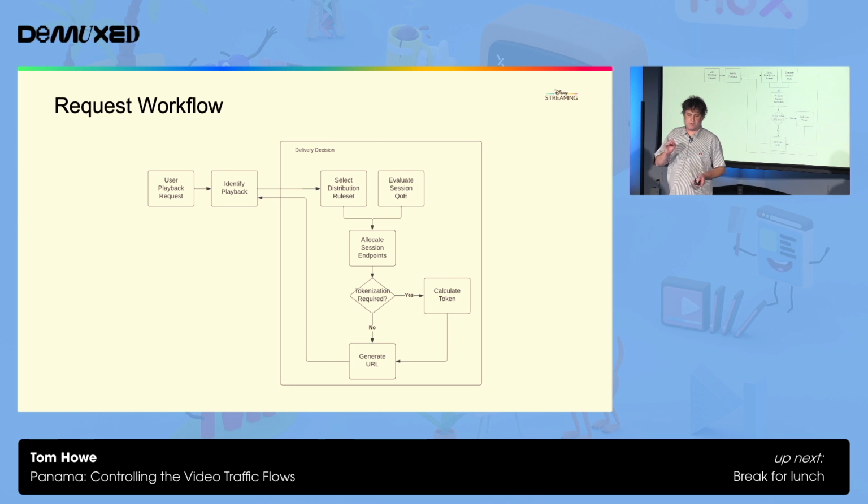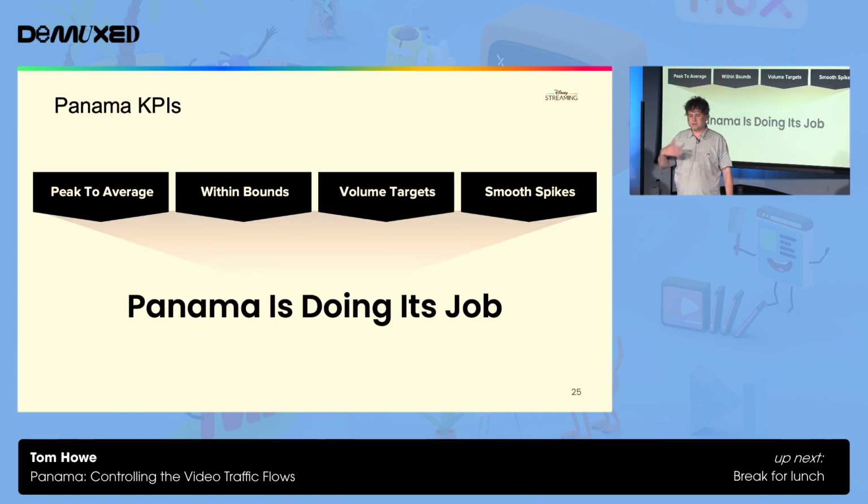So the workflow is pretty simple. I'm not going to go through the workflow in too much detail because I know everybody wants to go to lunch. But basically, we take the distributions that are generated every minute. We use them in coordination with some of the data created by other parts of our system. We allocate based on those new distributions, determine if tokenization is required, and then generate the URL.